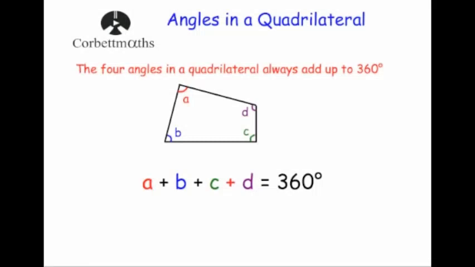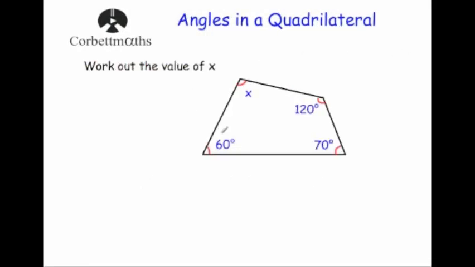Let's have a look at a typical question now. It's a typical question whenever you've been given 3 angles and you've got to work out the 4th one. So in this, we know that all 4 of these angles will add together to give you 360 degrees. So to work out the missing one, you would add together the 3 you've been given and take that answer away from 360 degrees. So we're going to add together the 120 plus 60 plus 70.